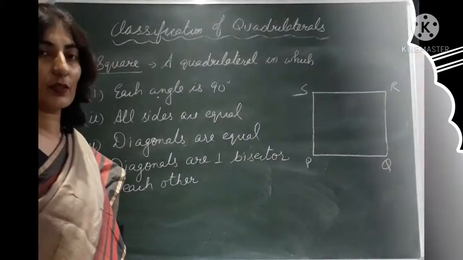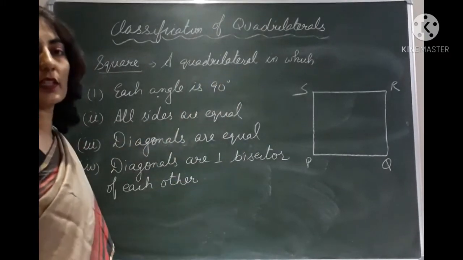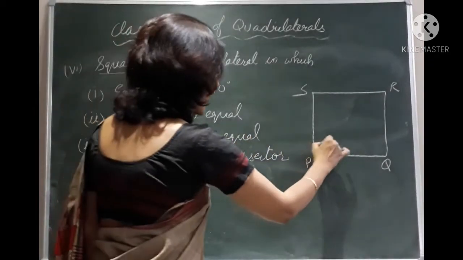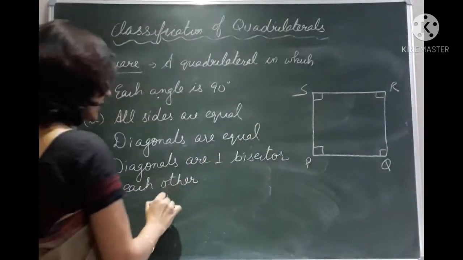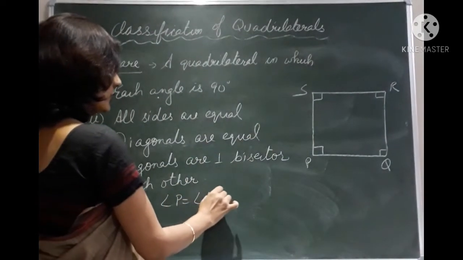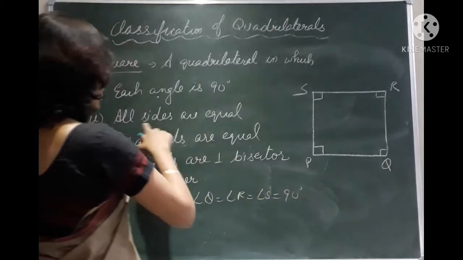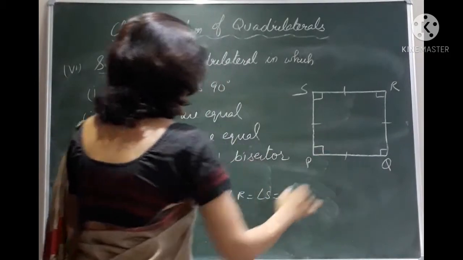Another type of parallelogram is the square. A square is a quadrilateral, or you can say a square is a parallelogram in which each angle is 90 degrees. See, here I have drawn a square. Angle P equals angle Q equals angle R equals angle S equals 90 degrees. Then all sides are equal. Here all sides are equal.